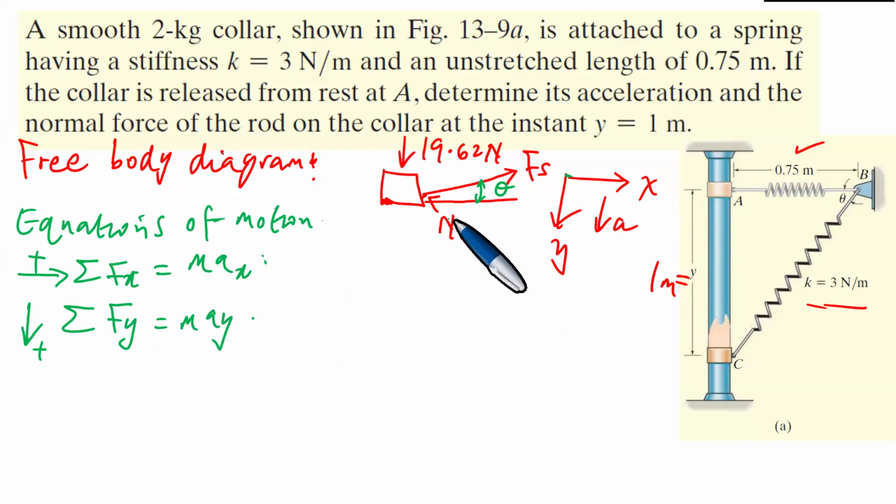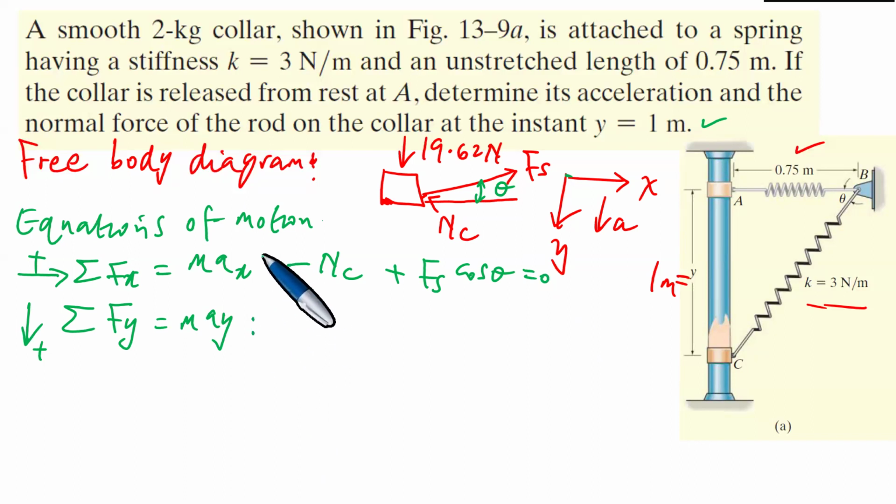What are they? If this is the free body diagram, we are able to see the minus normal force plus the horizontal component of the force Fs, which would be Fs cosine theta. That is the horizontal component of Fs. Remember, we determine the acceleration and the normal force of the rod on the collar at the instant that y is 1 meter.